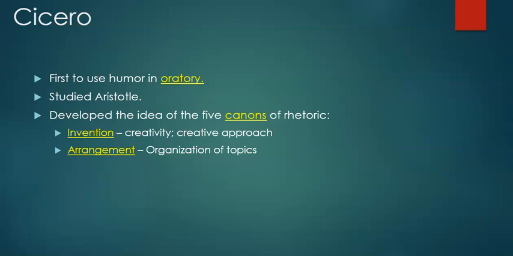Chronological order, that's an example. Order of importance. Next, style, your unique linguistic style. Mumbling is not a style. You need to develop your own linguistic style.